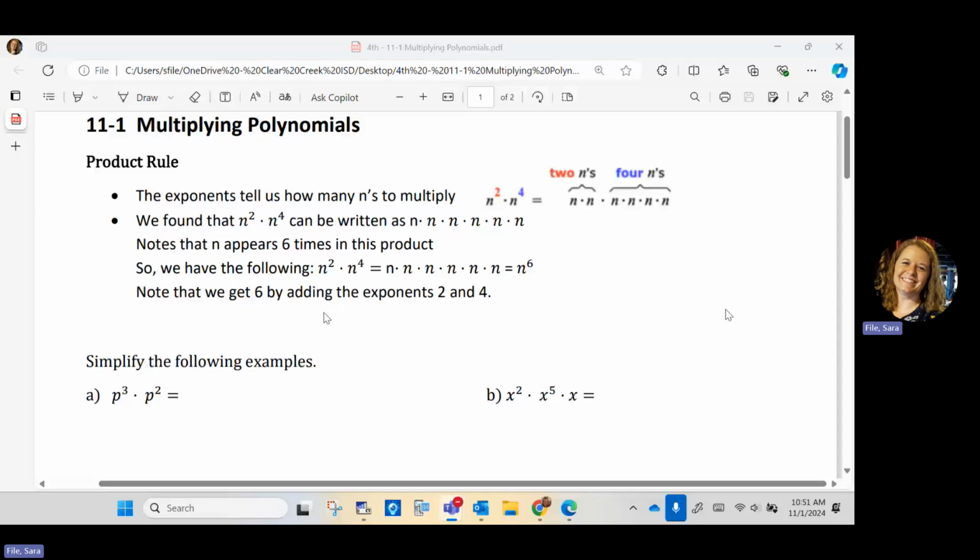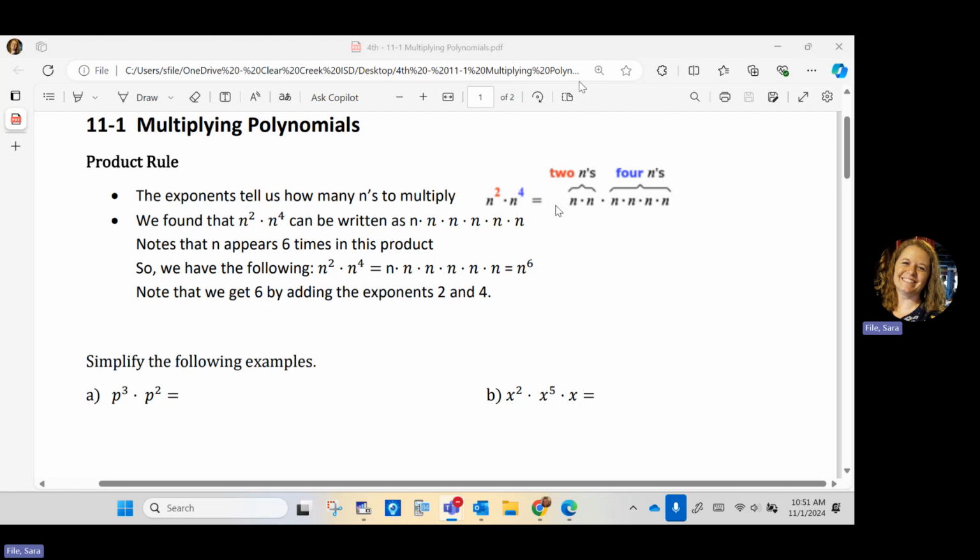Yesterday we reviewed adding and subtracting polynomials. Today we are reviewing multiplying polynomials. Before we jump into working with the polynomials, I want to review our product rule for exponents.